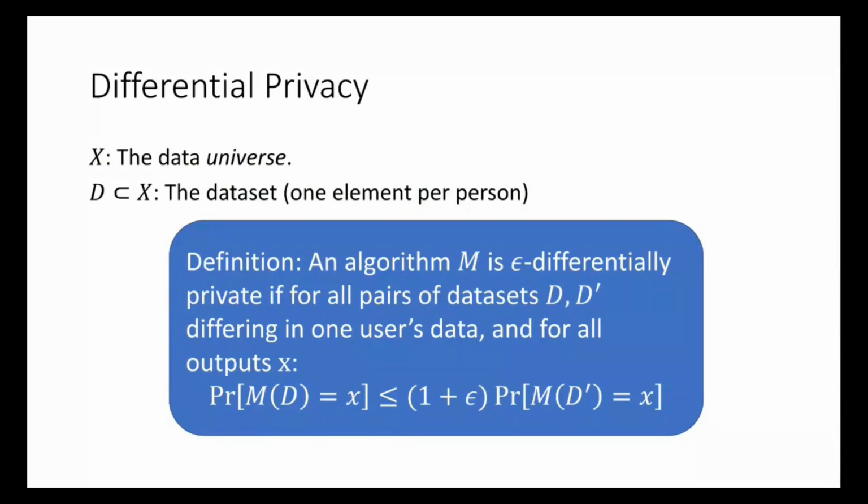Okay, so think about what this means. D is the data set that contains your data. D prime is exactly the same data set, except you've opted out of the data set. You decided not to participate in the analysis. And x is some event that you're concerned about. What this is saying is that no matter what thing you're worried about, it's almost no more likely to occur whether or not you allow your data to be used.